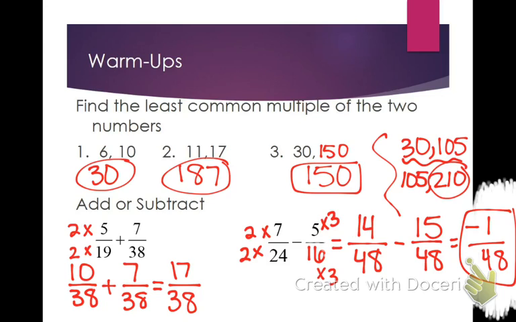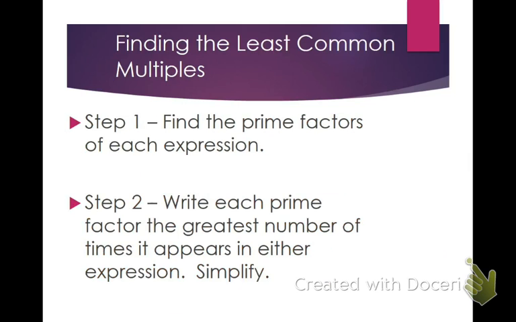Okay, so in general, this is the idea that we're going to have to use today. We're going to have to find common denominators and then change our numerators accordingly before we can add or subtract. All right, finding least common multiples. Sometimes it's going to be a little bit tricky, especially when we're dealing with rational expressions, not just numbers.